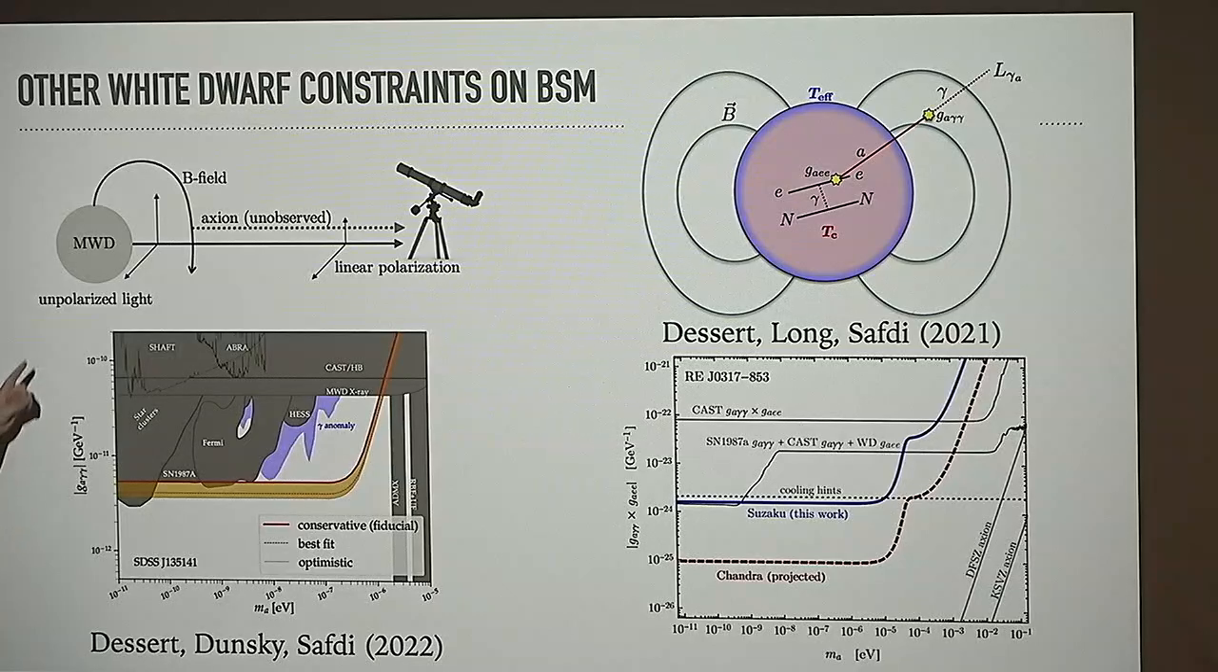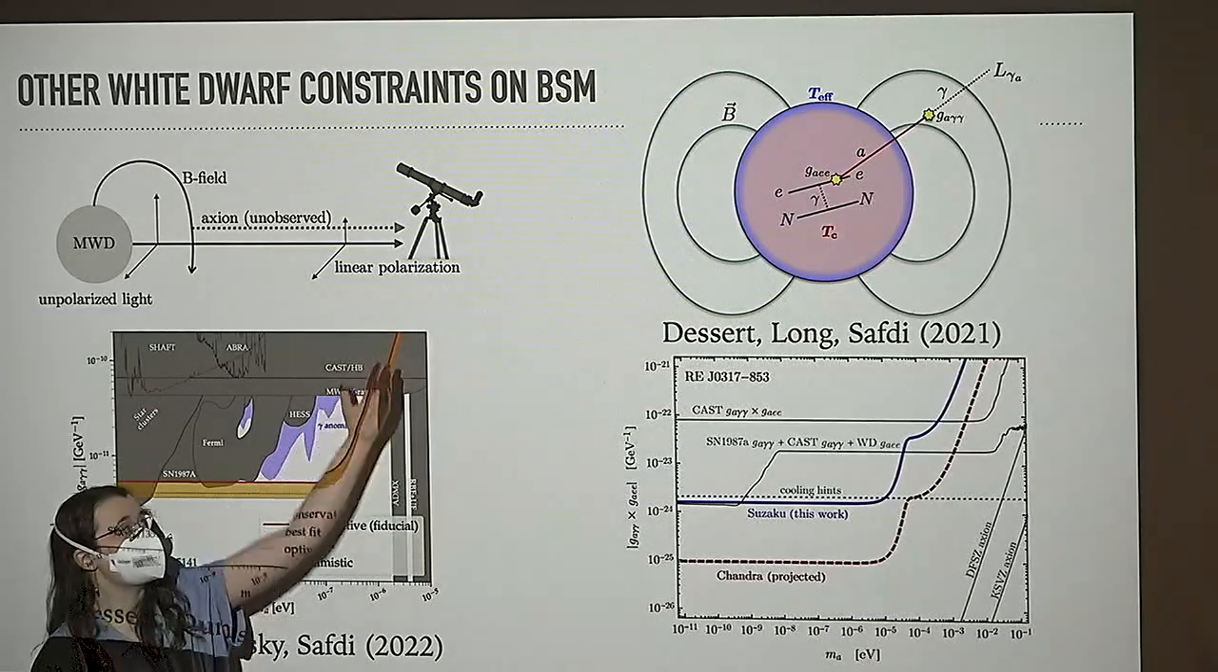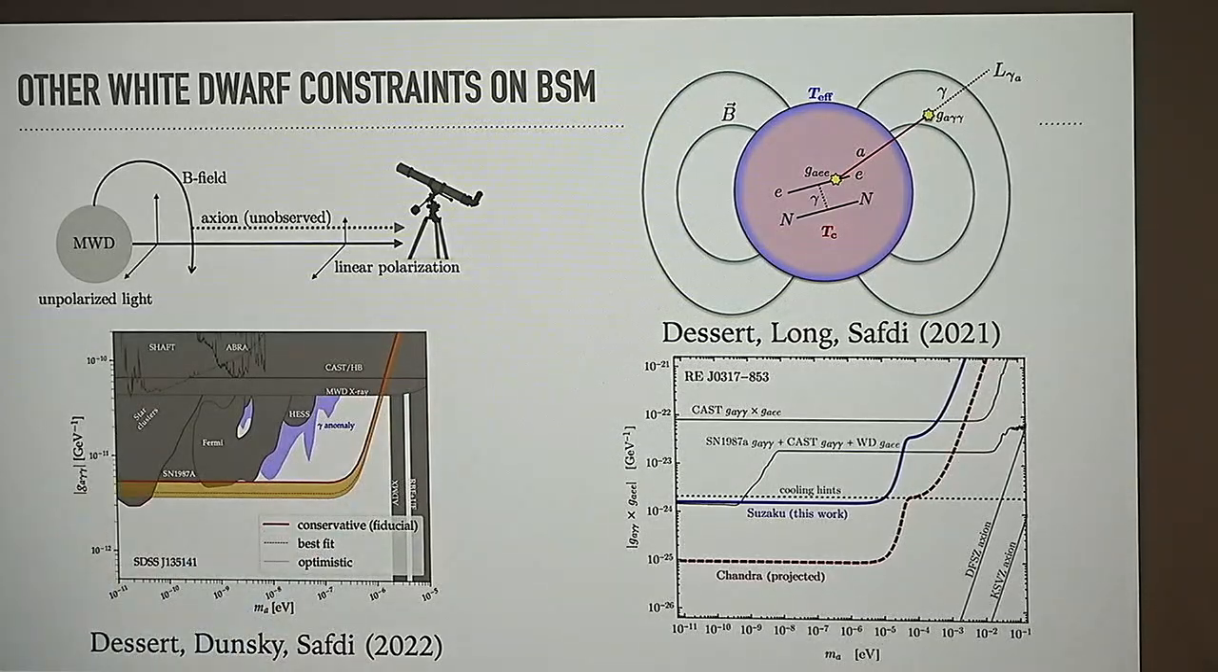So when you have this unpolarized light moving through this B field, if axions exist, then one of the polarizations can actually convert to axions. So the light's coming to our telescope, but some of the light from one of the polarizations is missing because it's been converted into axions. And so when we observe the light, it looks a little bit polarized, which is not something that we expect from white dwarfs.